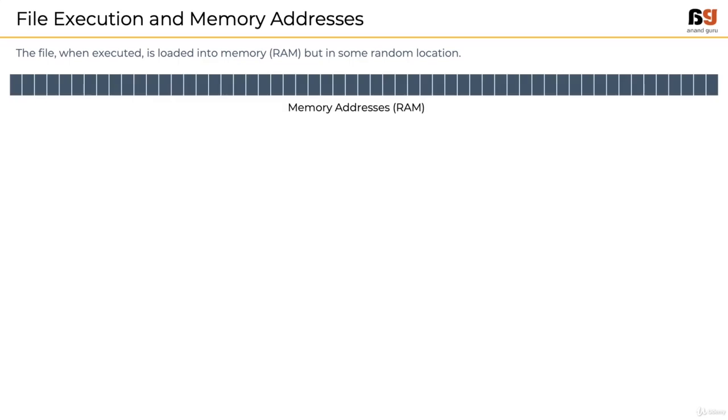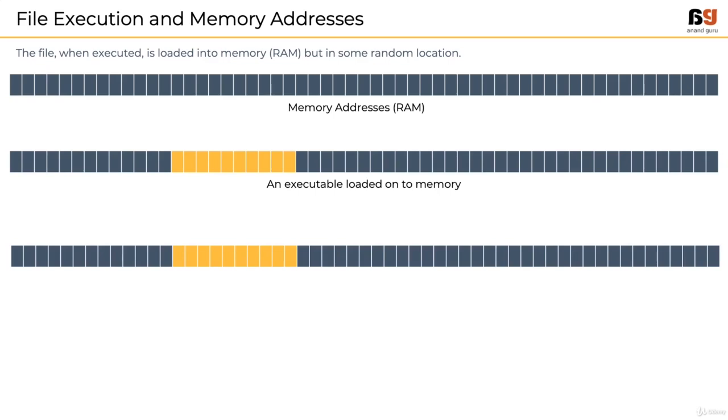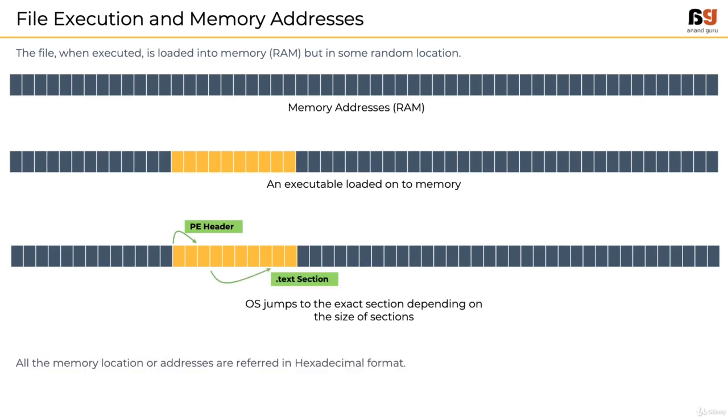Let's get back to the technical learning and see how this correlates in file execution. The file, when executed, is loaded into memory, that is RAM, but in some random location. This is how a RAM with unused space would look. When an executable is loaded onto the memory, it will take some random location in the RAM. The operating system needs to understand where to find the instructions to run. The size of a specific section tells the computer where to find the next part of the file. It is worth noting that all memory locations are mentioned in hexadecimal format like this.